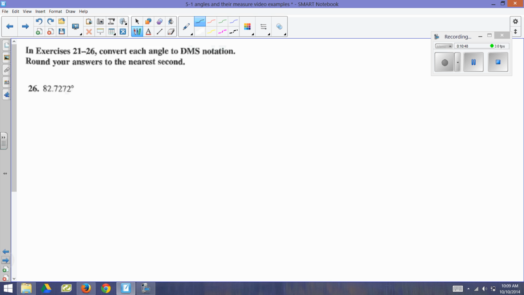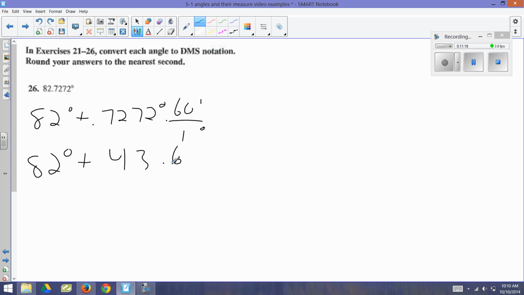Next one, 26. I have 82 degrees. I also have 0.7272 degrees. Degrees to minutes, 60 minutes, 1 degree. So I'm going to put 0.7272 times 60 in my calculator. And when I put that in, I get 43.632. And now it's minutes.